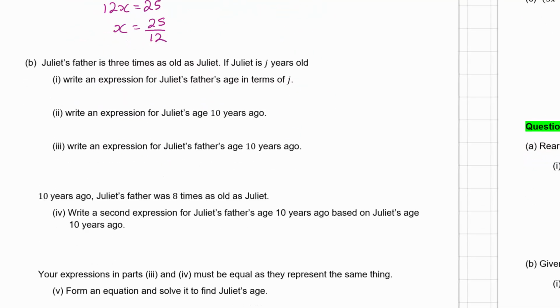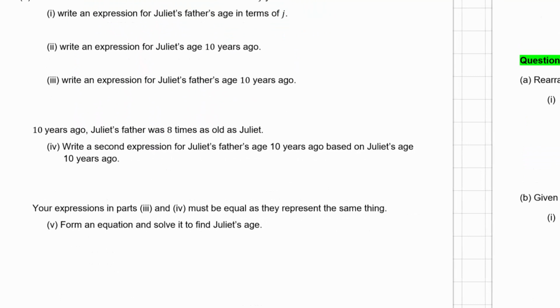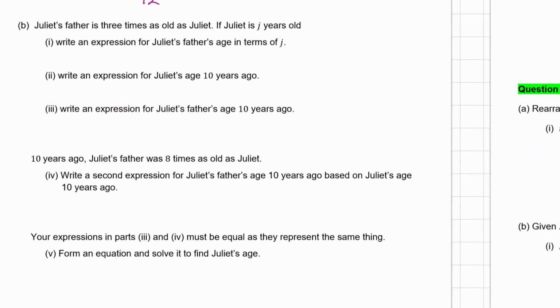So we're now told Juliet's father is 3 times as old as Juliet. If Juliet is J years old, write an expression for Juliet's father's age in terms of J. Well, if he's 3 times as old, then that's 3J. Remember, 3J means 3 times J.